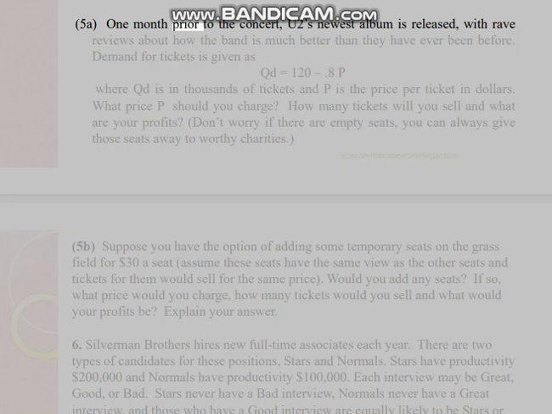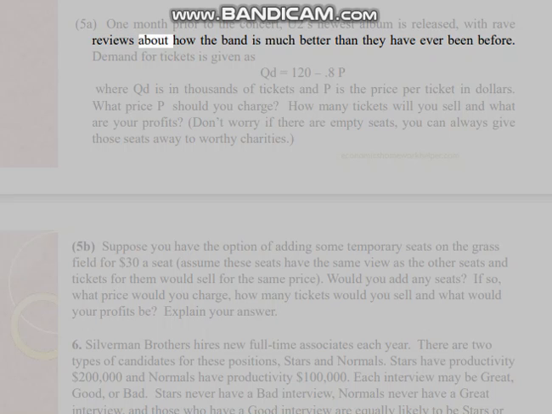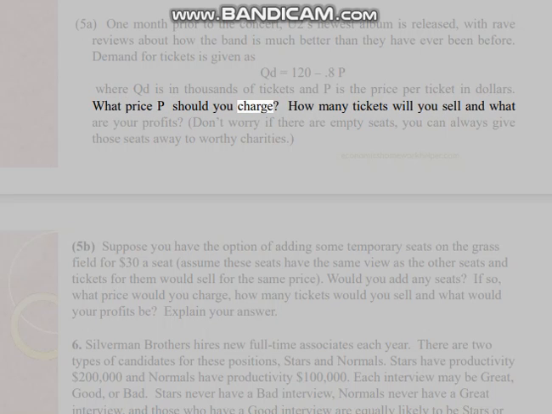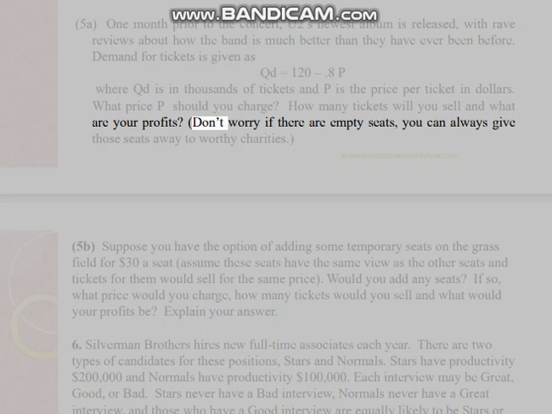5A, one month prior to the concert, U2's newest album is released, with rave reviews about how the band is much better than they have ever been before. Demand for tickets is given as QD equals 120 minus 0.8P, where QD is in thousands of tickets and P is the price per ticket in dollars. What price P should you charge? How many tickets will you sell and what are your profits? Don't worry if there are empty seats, you can always give those seats away to worthy charities.